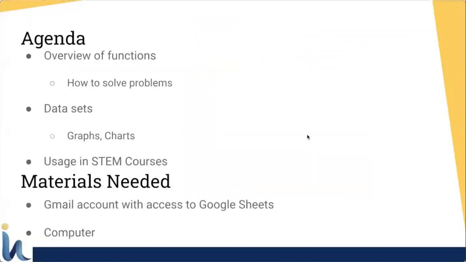Perfect. So here's just a little bit of an agenda over our video today. So we're first going to do an overview of functions, and then from there explain how to solve different types of problems, such as figuring out the maximum or minimum of certain data sets. And then we're going to go through those data sets and graph them and create charts as well. And then we'll finish off with different usage of Excel and STEM courses. And then the materials that are needed for today's video is a Gmail account with access to Google Sheets and a computer, which you all obviously have.